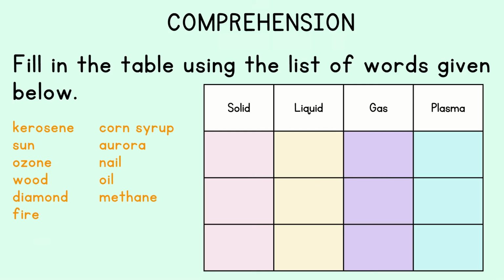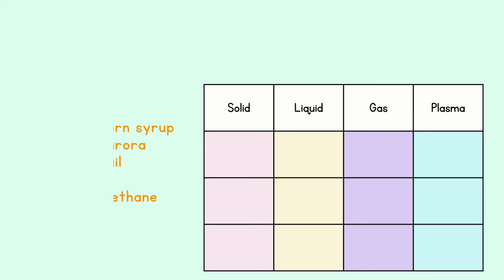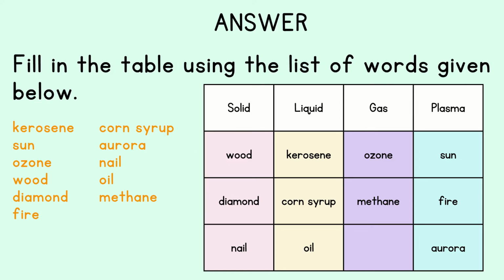Comprehension. Fill in the table using the list of words given below. Kerosene, sun, ozone, wood, diamond, fire, corn syrup, aurora, nail, oil, and methane. Fill out the table accordingly. On the solid, you should have wood, diamond, and nail. On the liquid, you should have kerosene, corn syrup, and oil. On the gas, you should have ozone and methane. And on the plasma, you should have the sun, fire, and the aurora.